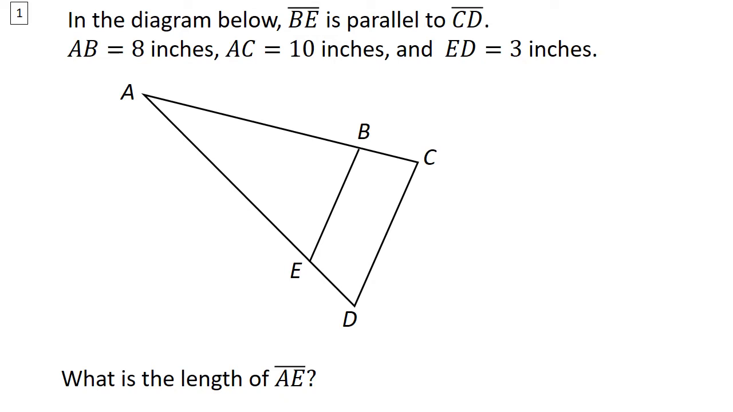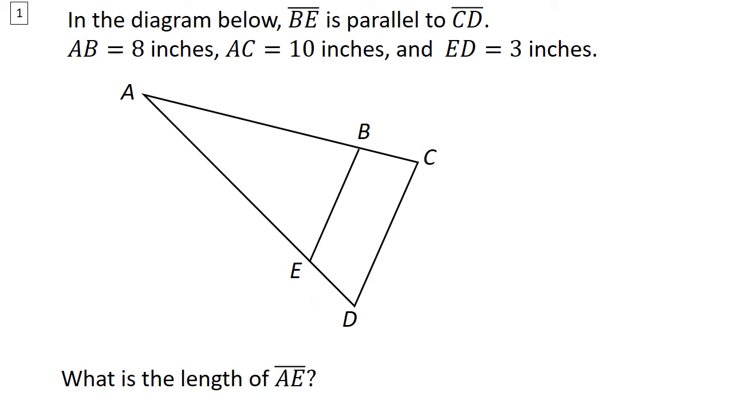This first problem is talking about BE being parallel to CD. Well, when we have a triangle and that triangle is cut by a line parallel to one of its sides, it's going to give us some stuff. First of all, it gives us similar triangles, and we could do this as a similar triangles problem. That would be really useful if I needed to find BE or CD. But I'm looking for AB, and everything I have is going to be along these two sides.